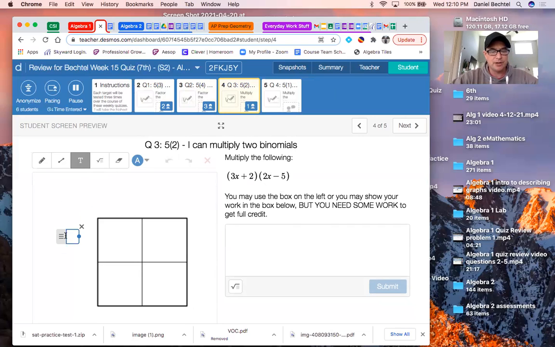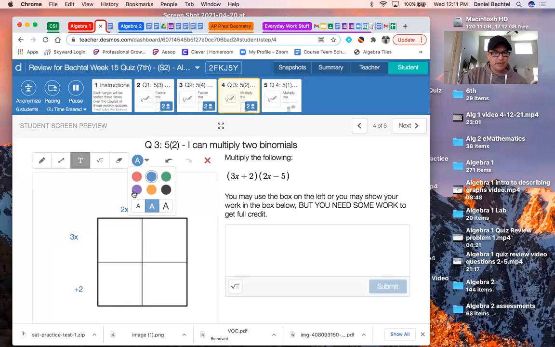So I'm going to put my 3x here. I'm going to put the plus 2 here. So I've got this side is this parentheses. Then up on the top, I'm going to have 2x. And here, I'm going to have minus 5. And so now inside here, we're going to be combining or multiplying these things together to get our results. And so that's kind of the way this is going to work.